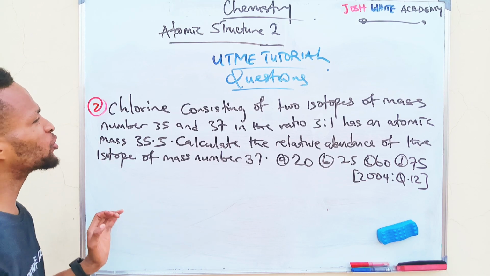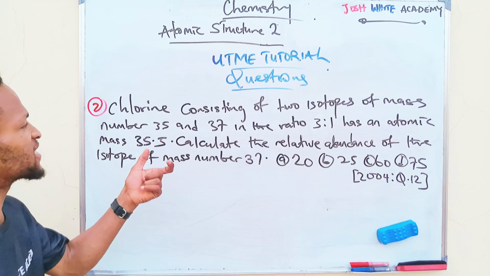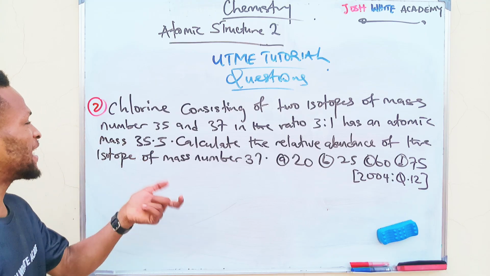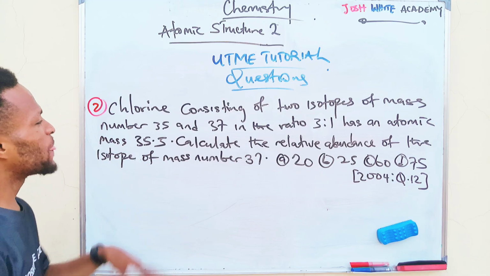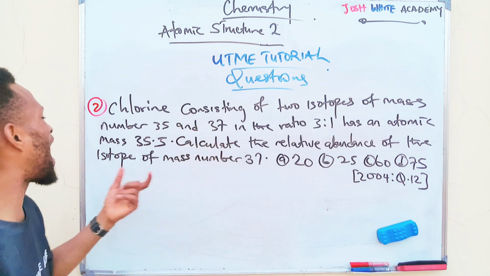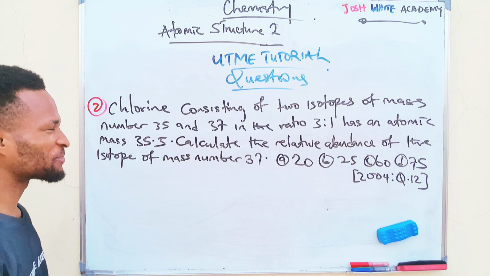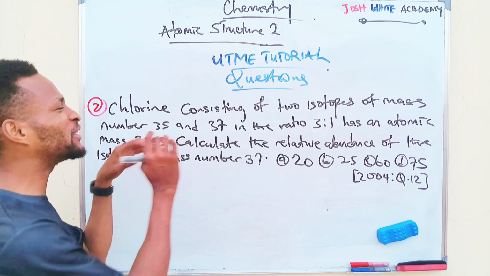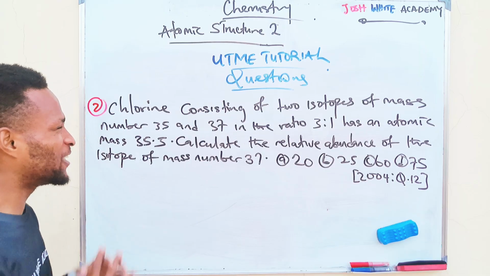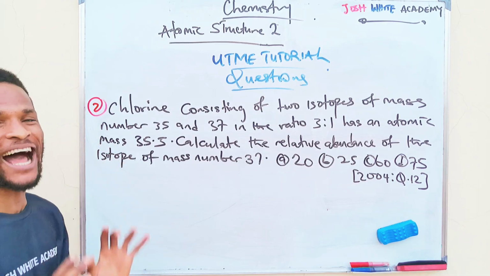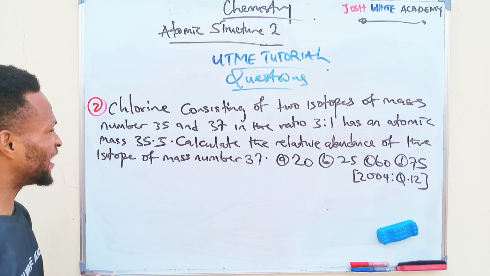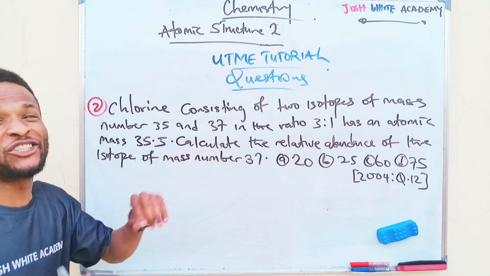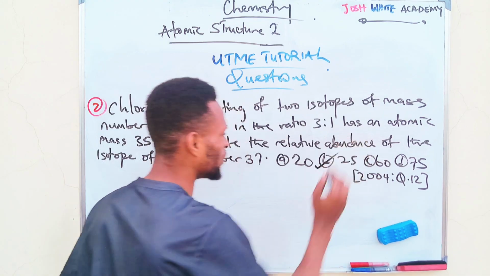Chlorine consisting of two isotopes of mass number 35 and 37 in the ratio 3:1 has a relative atomic mass of 35.5. Calculate the relative abundance of the isotope of mass number 37. If you remember our former class, you don't even need a pen to know the answer. Remember we said chlorine 35 is the most abundant isotope of chlorine, and its relative abundance is 75 and 37 is 25. That means our answer is what? 25.